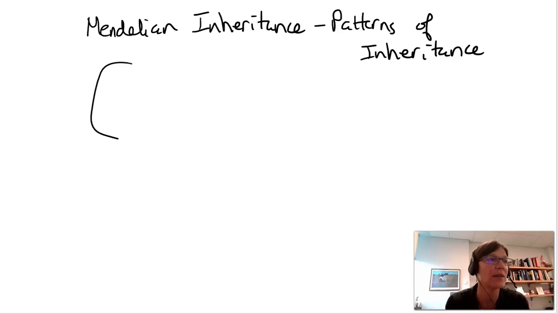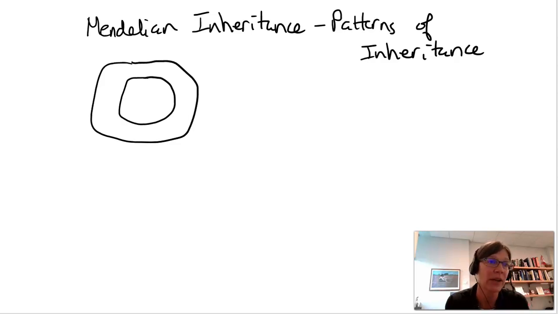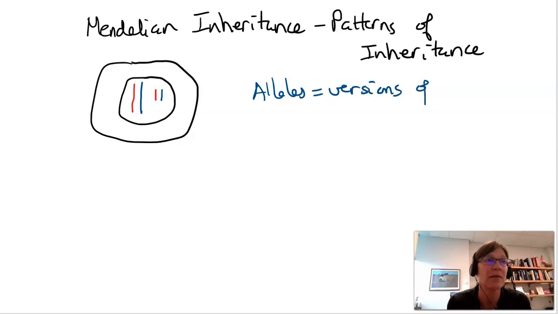In eukaryotic organisms, like ourselves, you've got cells, and within the cells are nuclei, plural of nucleus, and you will have pairs of chromosomes. Here we'll make a long pair, and we'll make a short pair. And on those chromosomes are found genes, right? A gene is a sequence of DNA that encodes a unique RNA, and genes occur in different alleles. Alleles are versions of a gene.